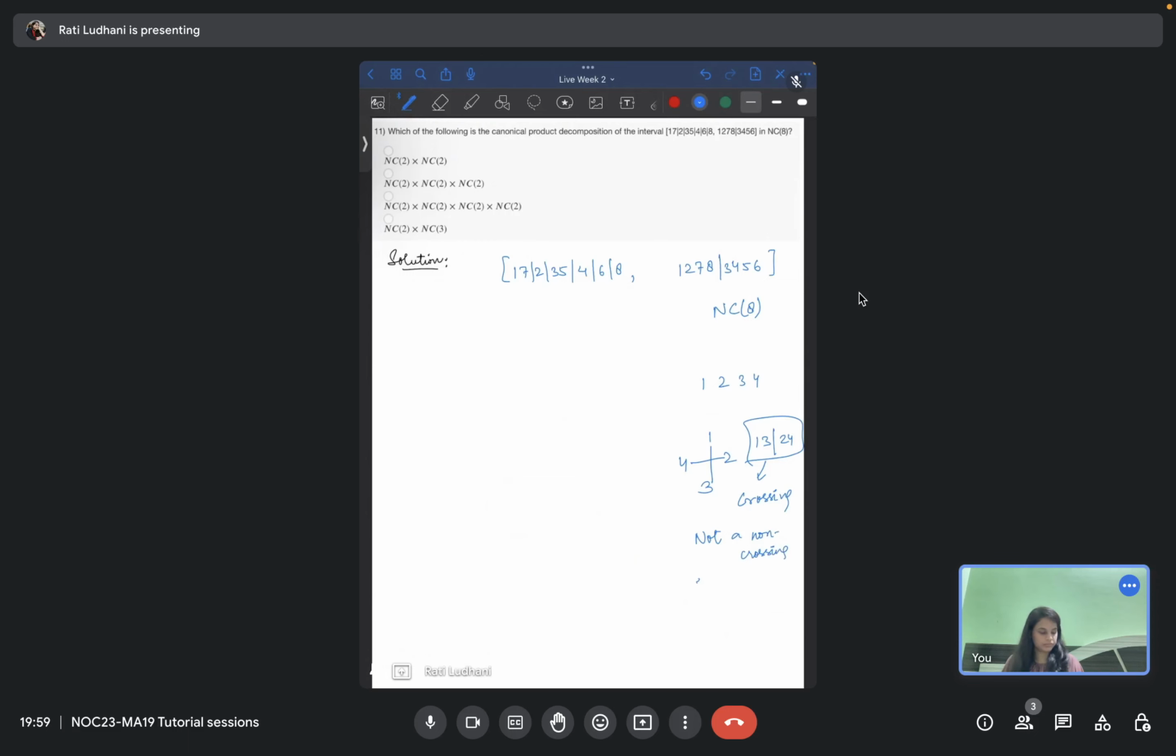So that means this is not a non-crossing. This should not come in. This does not belong to non-crossing 4. Okay. Now let's see what do we have. You have 1, 7, 2, 3, 5, 4, 6, 8. So let's see. These are two elements which are definitely non-crossing, because you have been asked in non-crossing NC8, what is this interval?